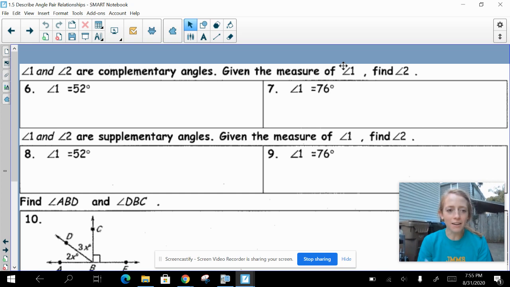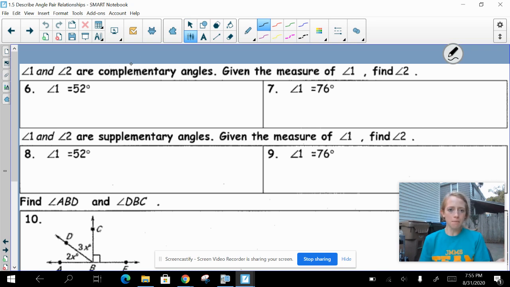All right, so anyways, some examples here to go off of the vocabulary that you learn. Complementary means 90 degrees. Supplementary means 180 degrees. One way I like to remember this is that C comes before S in the alphabet, so 90 comes before 180 on the number line. That's my little trick to remember the difference between those two because they're easy to get mixed up.